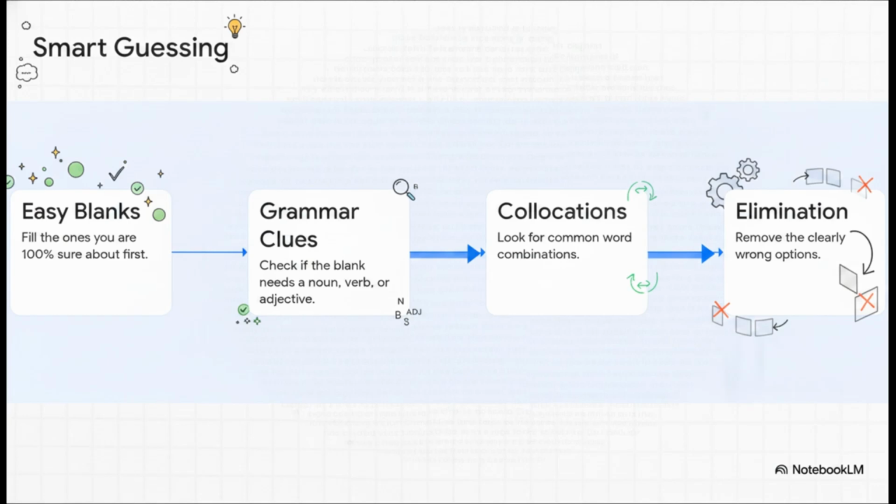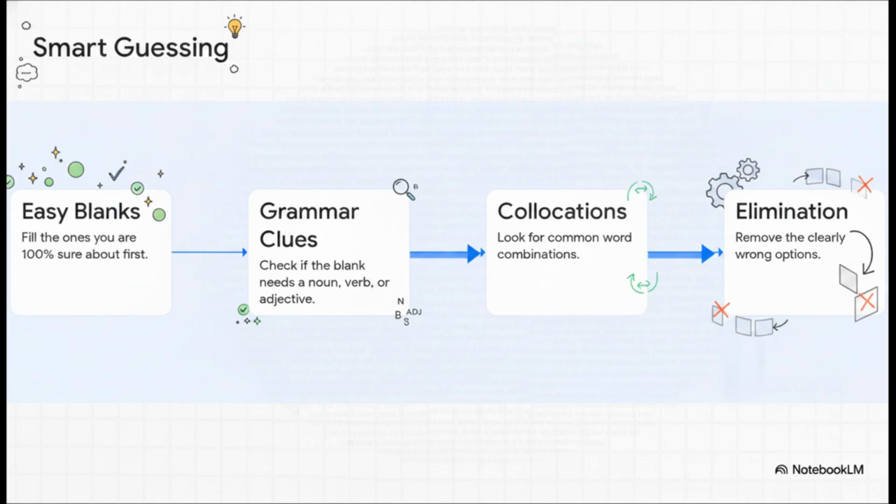Step 2. Search for grammar clues. Like, check if the blank needs a noun, a verb, an adjective, or a preposition. Step 3. Spot collocations. Those are common word combinations that just stick together naturally in English. And finally, step 4. Use elimination. Removing the clearly wrong options makes guessing the right ones so much easier.